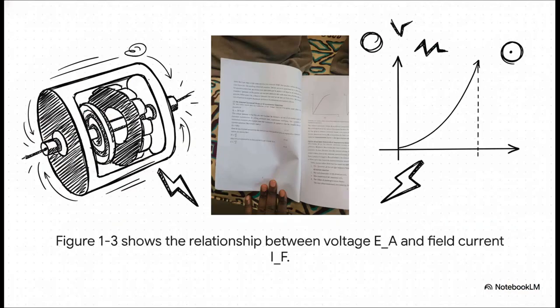And what's really cool is that this isn't just theory. What you're looking at here is a plot of actual measured data. To get this open circuit characteristic, you run the generator at its rated speed, but with no load connected. Then you just measure the terminal voltage, which is the same as E sub A in this case, as you slowly crank up the field current, I sub F.